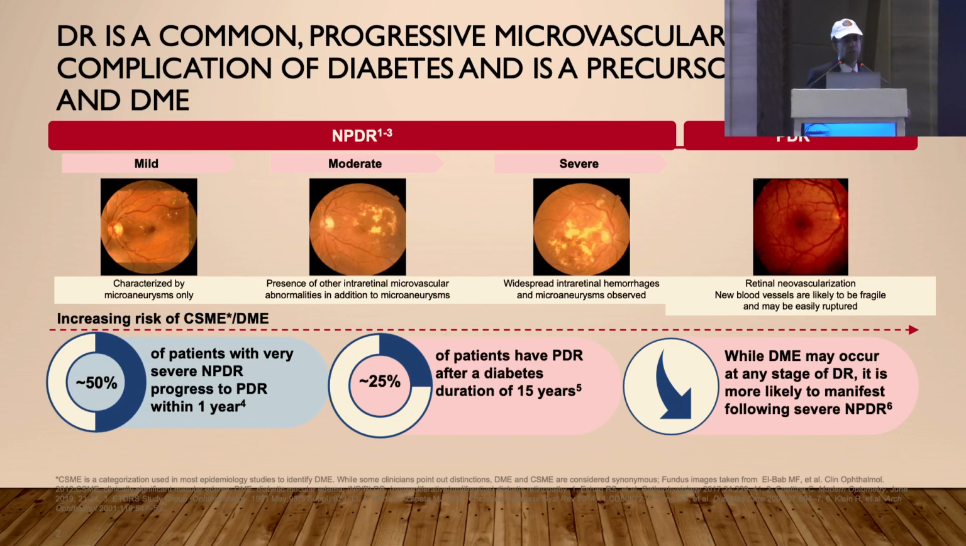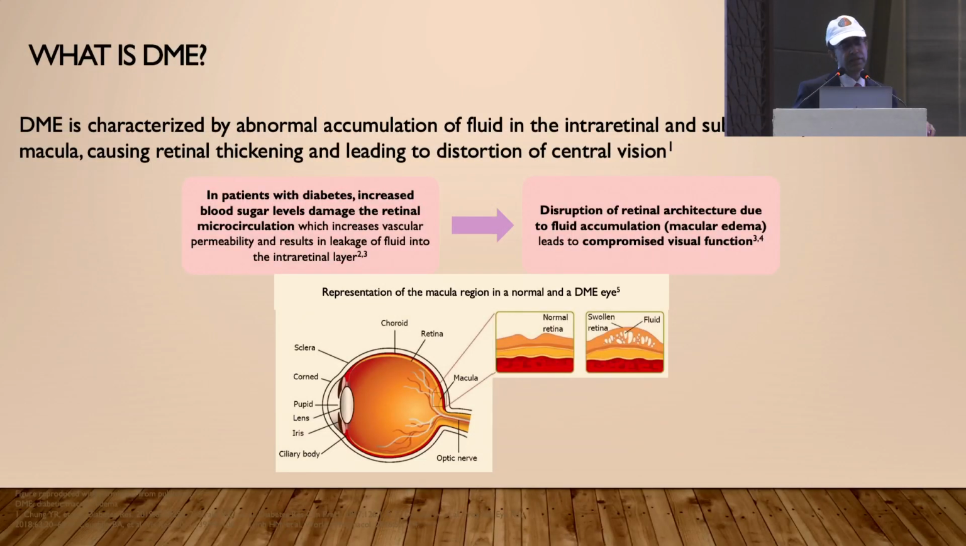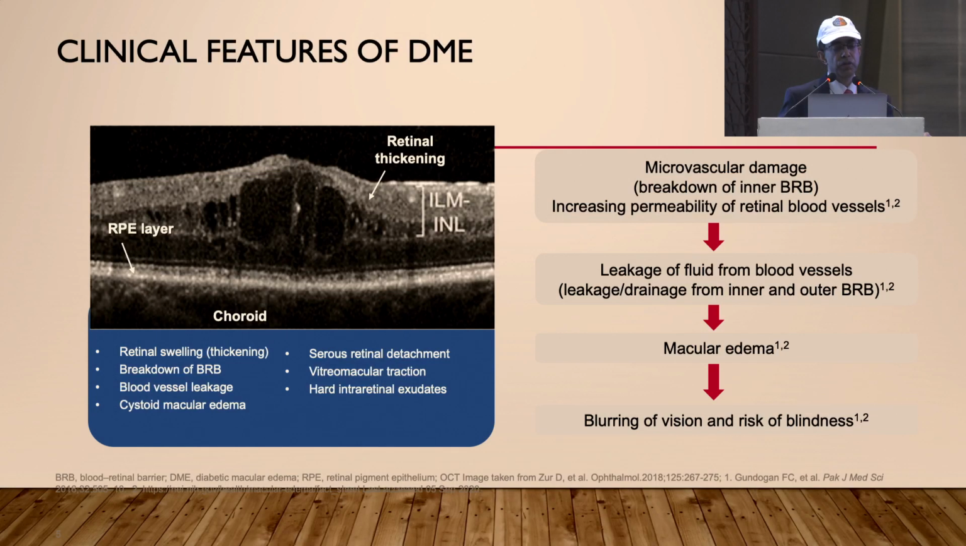We know that DR is a common progressive microvascular complication. I'm sure you've heard about this. And what is DME? It's characterized by abnormal accumulation of fluid in the intraretinal and subretinal space. It has a correlation with the duration of diabetes and also with the severity and the visual acuity. We know the biomarkers of DME. They are various. They can be cystoid macular edema, and we have to see the retinal thickening. We also have some newer biomarkers like DRIL, which is disorganization of the retinal inner layers, and the integrity of the ellipsoid zone or the ISOS junction.